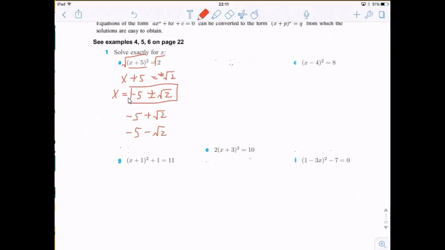Look, this is another easy one. All we need to do is take the square root of both sides, so let's do that. The only tricky part is to remember that when you take the square root of 8, it's plus or minus the square root of 8. We don't know if it's the plus square root of 8 or the minus square root of 8.